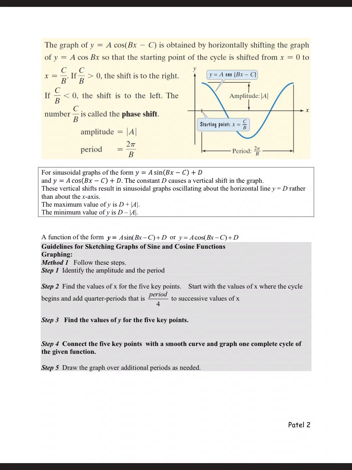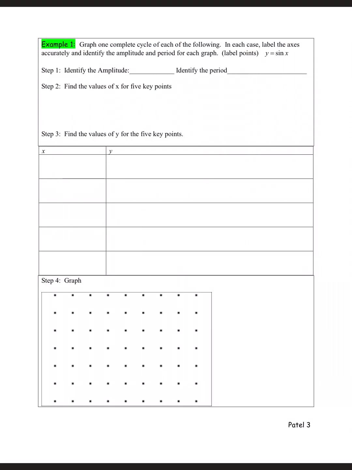And then step 4, we're going to connect the 5 key points with a smooth curve and graph one complete cycle, and then we'll draw the graph over additional periods as needed. So you would continue the pattern in that format. So we're going to draw the basic function y equals sine of x. We're going to identify the amplitude. The amplitude is always the number in front of sine of x that's being multiplied. In this case, it's 1. So the absolute value of 1 is 1.